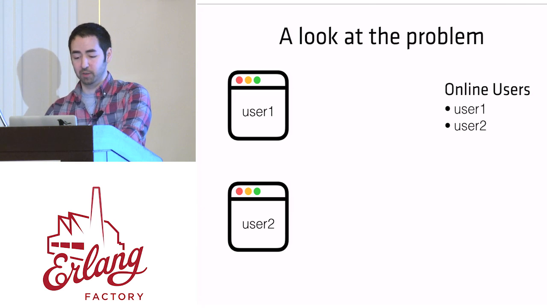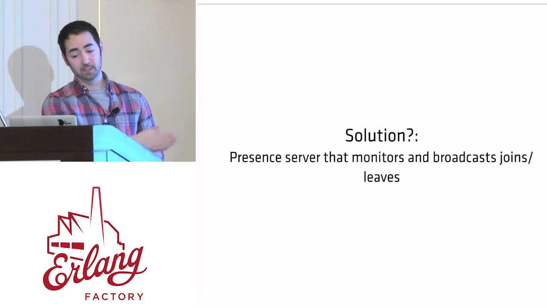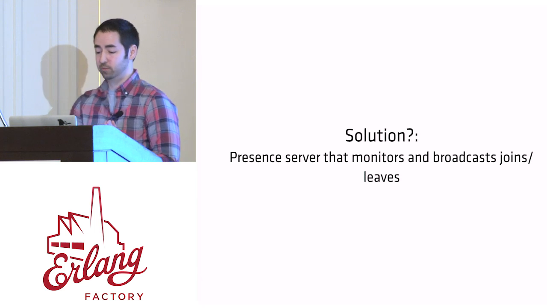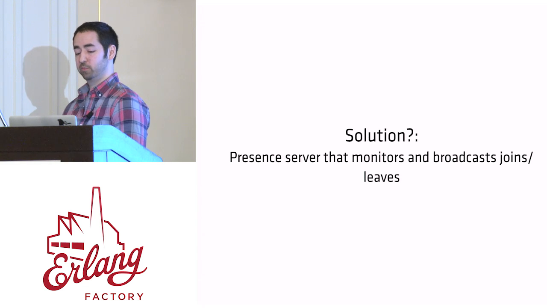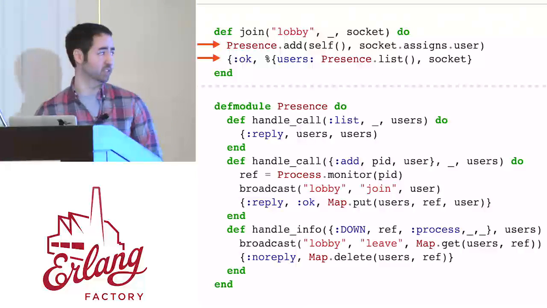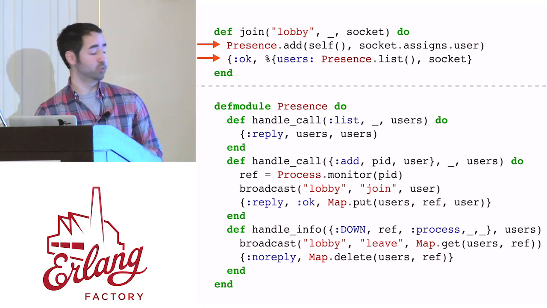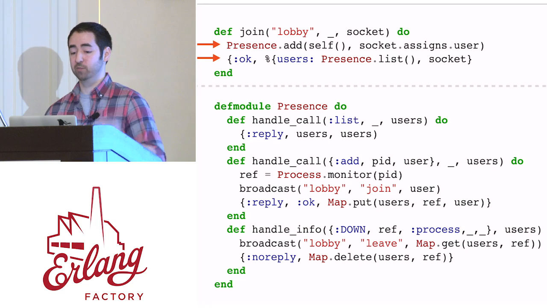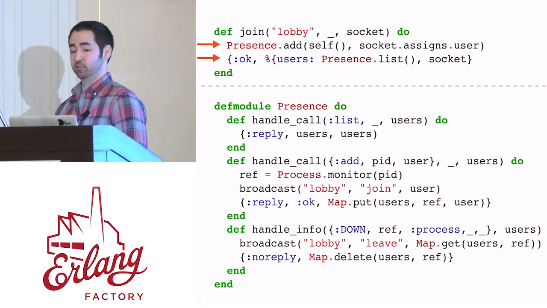But let's walk through this problem. So initially, most users in the community will implement this. They'll say, I know how to do this. I'll start a presence server that just monitors channel processes, and we broadcast events as they join and leave. And they'll write code that looks like this. I've seen code just like this. They'll have in their channel join a presence add, which is going to be a GenServer call. That's just going to set up a monitor and broadcast that a user has joined.